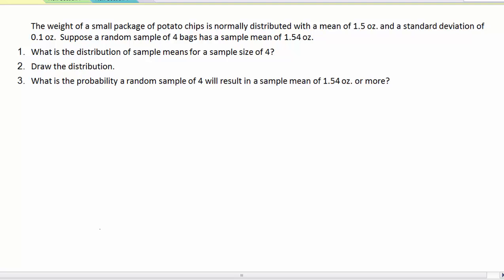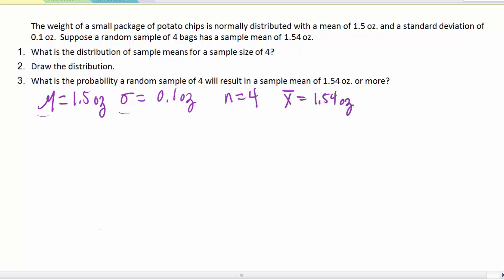Well, let's go ahead and extract some of this information from this problem. First off, we have a population of potato chips that is normally distributed with a mean equal to 1.5 ounces and a population standard deviation equal to 0.1 ounces. Now, again, these are parameters from a population. Then we have a sample of size 4. So n is equal to 4, and a sample mean from that sample equal to 1.54 ounces.